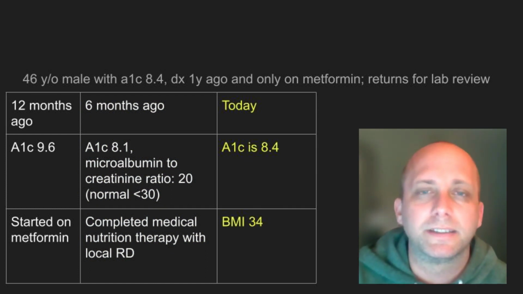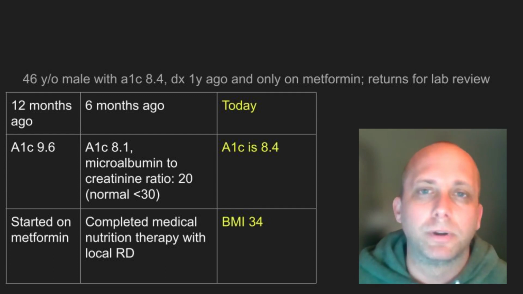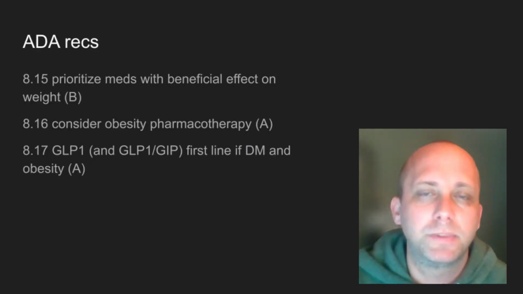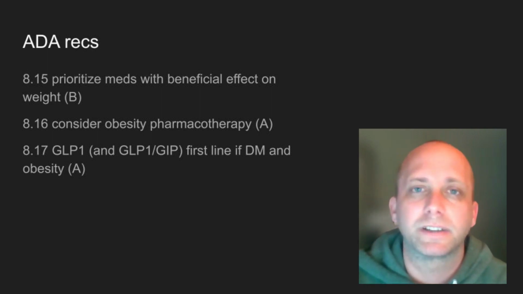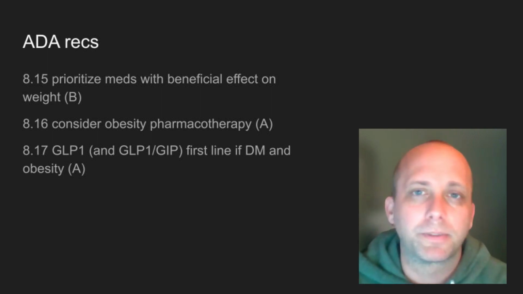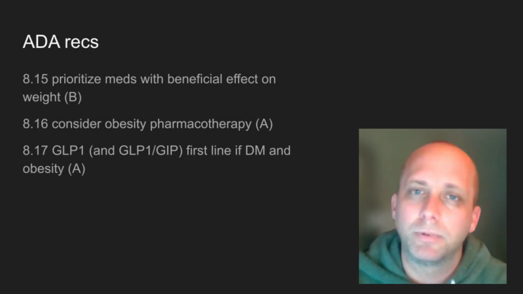I'll point us to the fact that his microalbumin creatinine ratio was just 20, under 30, which is the upper limit of normal, and his BMI is 34. So that brings me to our ADA recommendations: prioritizing medicine with beneficial effect on weight, considering obesity pharmacotherapy in patients with type 2 diabetes. And really, if a patient has obesity, GLP-1s are going to be our first line agents.